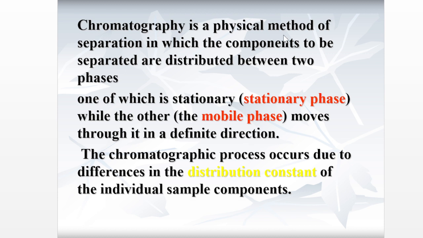Chromatography is a physical method of separation in which the components to be separated are distributed between two phases, one of which is the stationary phase while the other is the mobile phase, which moves through it in a definite direction. The chromatographic process occurs due to differences in the distribution constants of individual sample components.